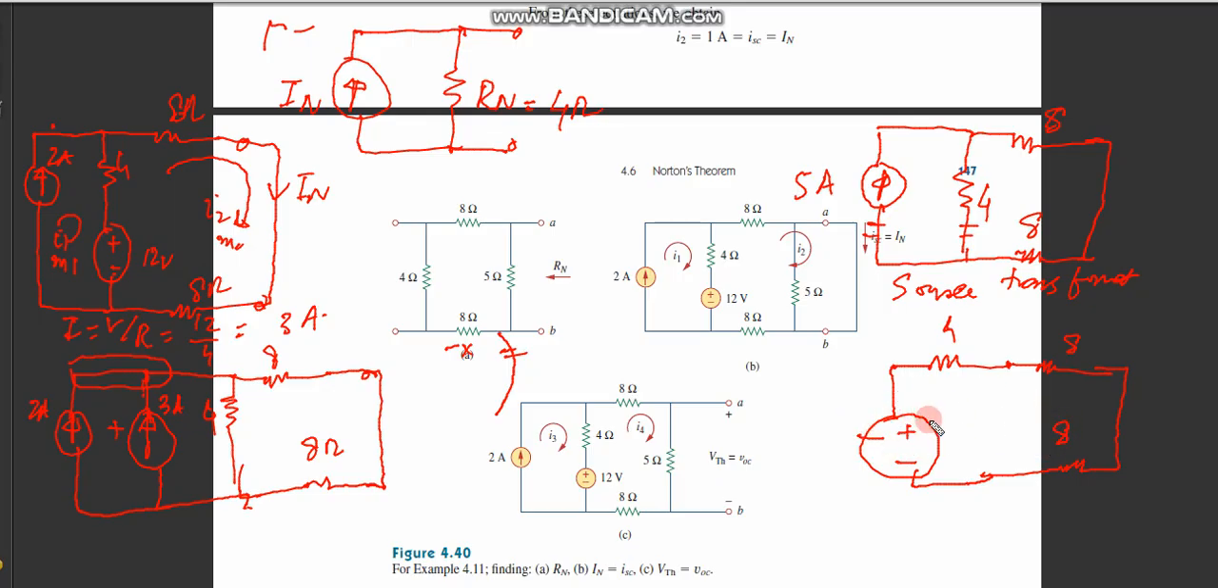The value of this voltage can be determined using V equal to IR. What is I? It is 5. What is R? Which is 4. So basically this is 20. So this is 20.